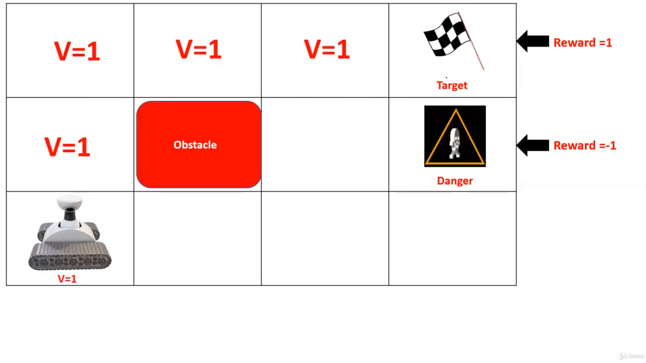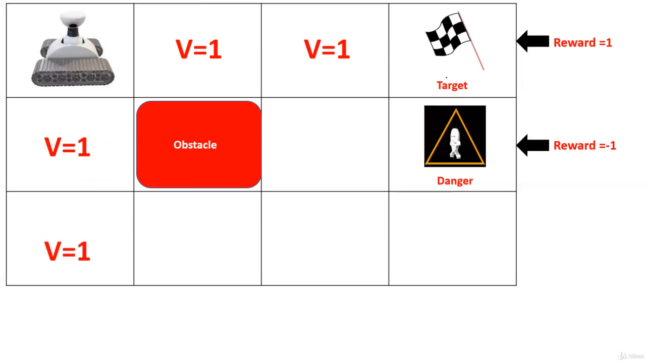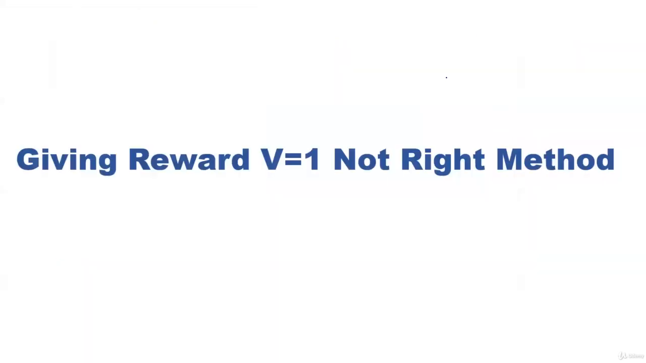But the thing is, suppose your UGV is standing over here, and every block has been given the reward 1. Now the UGV gets confused whether to go on this side or on this side, because on both sides the reward is 1. The UGV will take the help of the reward to choose a block, but on both blocks the reward is 1. So now it will be a question mark for the UGV. This is not the right way to give a reward of 1 to each and every block. So what is the right way to give the reward to the blocks? What should be the right way?